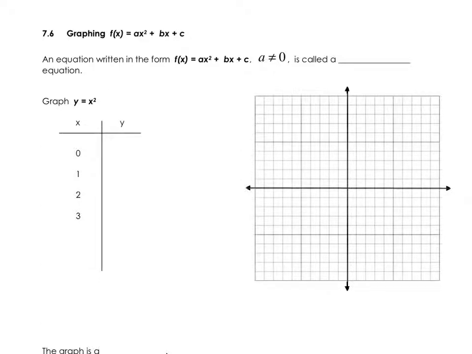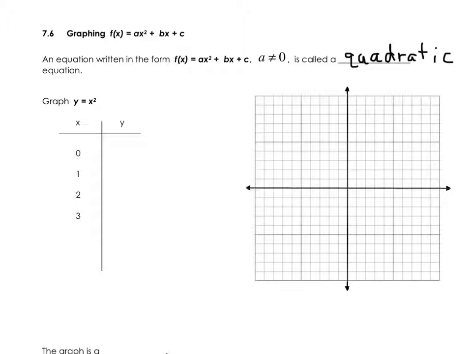Section 7.6, Graphing Functions of the Form ax squared plus bx plus c. An equation written in the form f of x equals ax squared plus bx plus c, where a is not equal to 0, is called a quadratic equation. So let's take pretty much the simplest quadratic equation, y equals x squared.